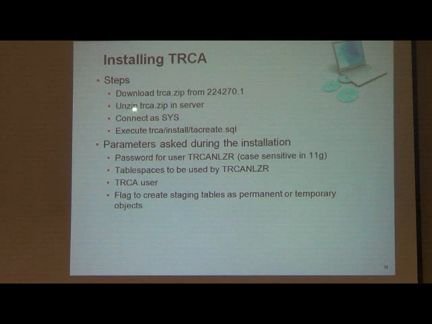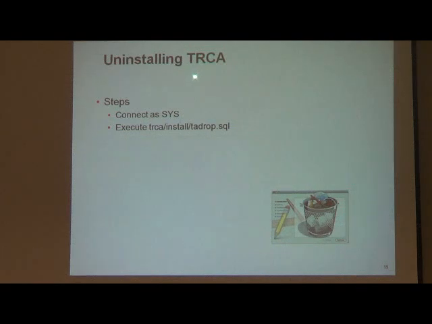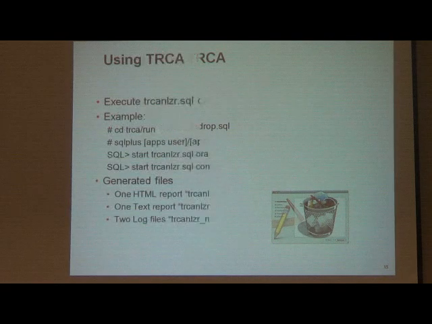You have the latest version. So we unzip that in our server. We connect as sys and we execute this script. During the execution of this script, we're asked the following parameters. We're asked for the password that we want for this analyzer, which tablespaces we want to use. It's going to ask for the Trace Analyzer user, because we're going to be using Trace Analyzer. And last, if we want those objects, the Trace Analyzer objects, to be global temporary tables or permanent tables. How do we uninstall Trace Analyzer? We just execute this one script.